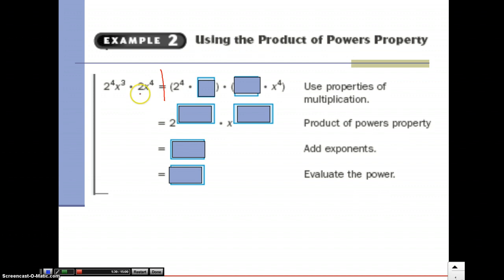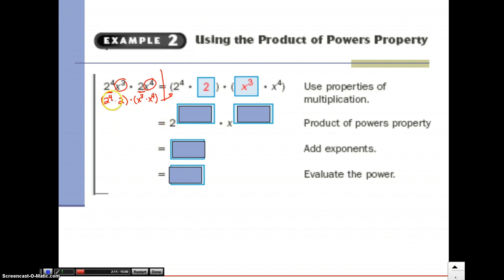For example 2, remember that the problem is on the left-hand side. Now you can see that we have two different bases. We have a 2 and we have an x. So we're going to move it around so that the 2s are together. This 2 and 2 to the 4th are next to each other. And I'm going to put in parentheses just so I can clearly separate it from the other base, which is x cubed, which is this one, and x to the 4th, which is that one. And that's what they did over here. Remember, you can move numbers around when you're multiplying them.